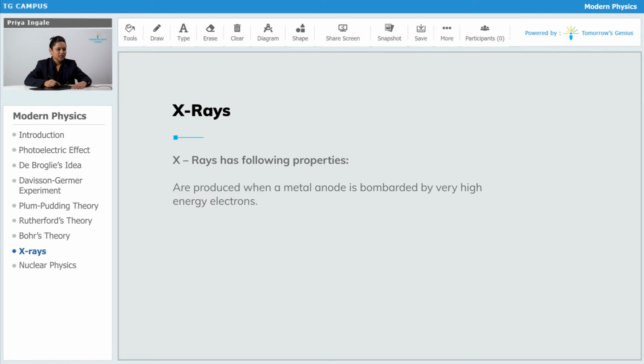Then, these are produced when a metal anode is bombarded by very high energy electrons that we have just seen. Very high energy electrons collide with the tungsten. Then, X-rays are not affected by electric and magnetic field, as we have seen that X-rays are nothing but photons of specific wavelength and frequency. So obviously these are not affected by any electric and magnetic field. That means electric and magnetic fields are not able to apply any kind of force on X-rays.